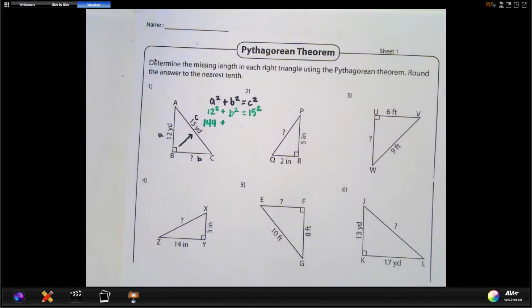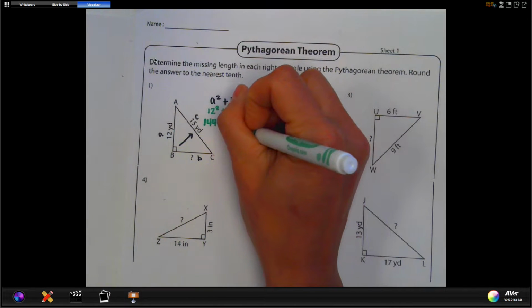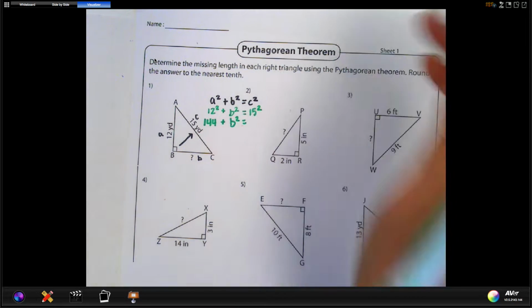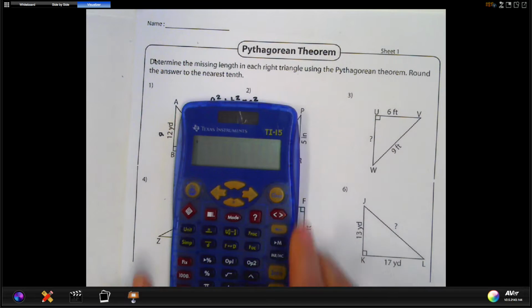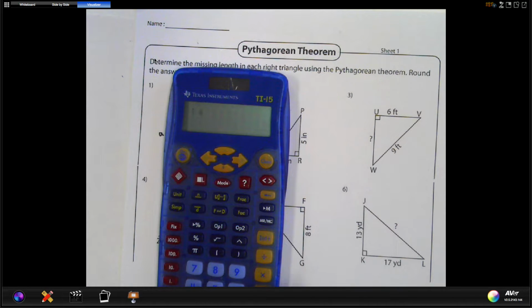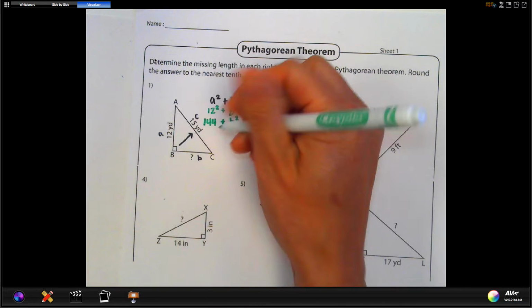B squared, we don't know yet, so we'll leave it b squared. And then 15 squared, same thing. If you don't know 15 times 15 in your head, that's fine. Use the calculator. 15, caret key, 2, equals. And it tells you it is 225.